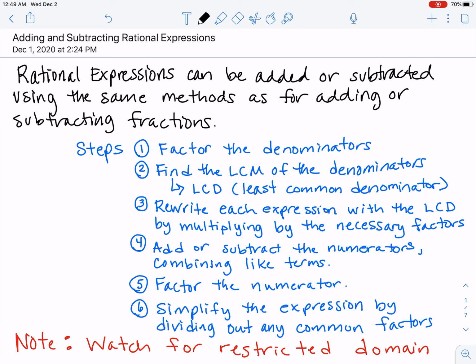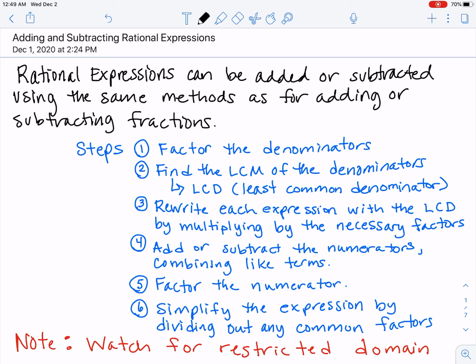One of the things you've got to be watchful for is restricted domains. So what I mean by that is what numbers, when you plug them back in, would make that denominator 0. So anytime the denominator is 0, you can't have that. You cannot divide by 0.